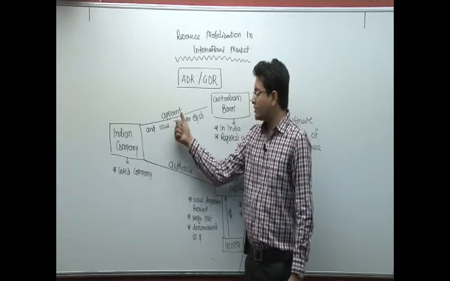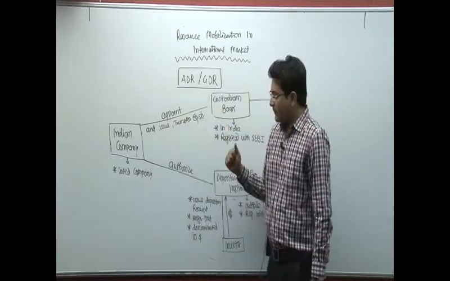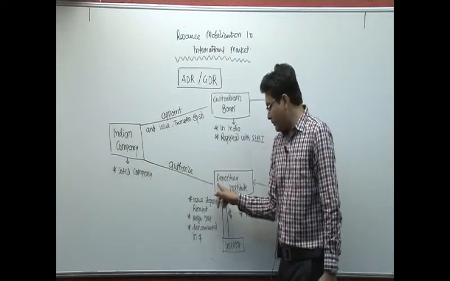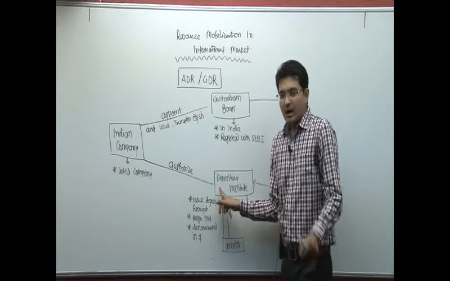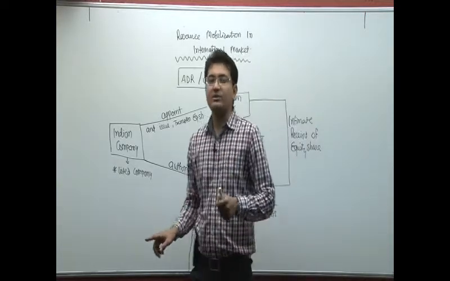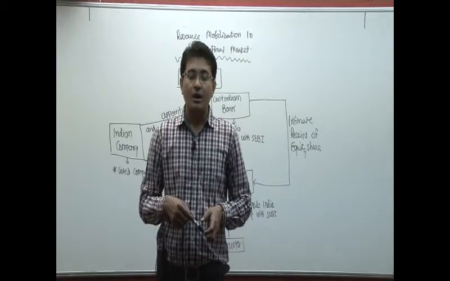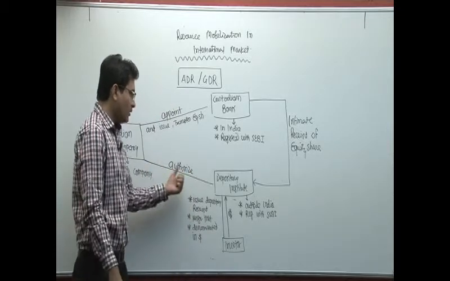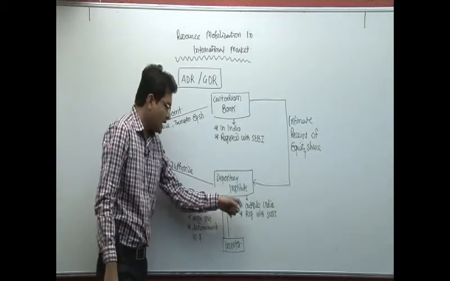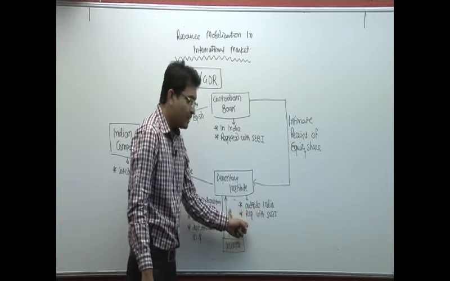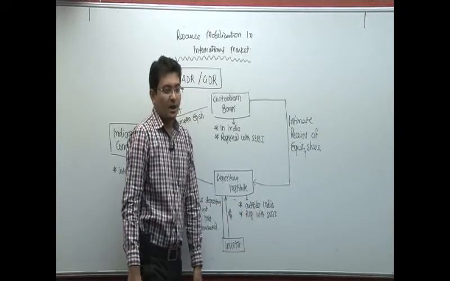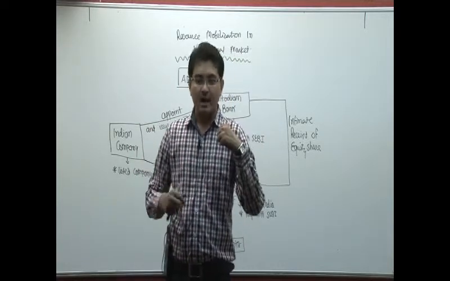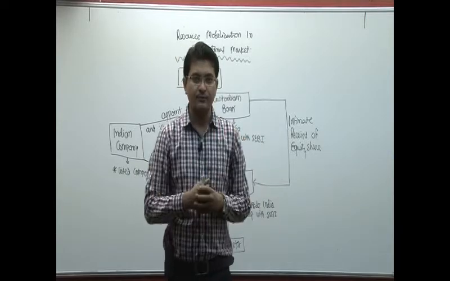Now, after appointing the custodian bank, the Indian company will authorize the depository institute having its place of business outside India, duly registered with the SEBI. So, the Indian company will authorize the depository institution outside India duly registered with the SEBI. Now, the authority is given to accept the investment and to issue the acknowledgement.